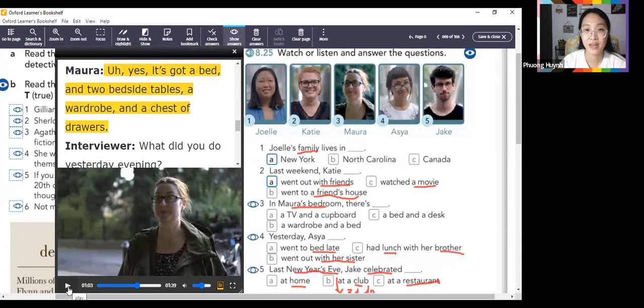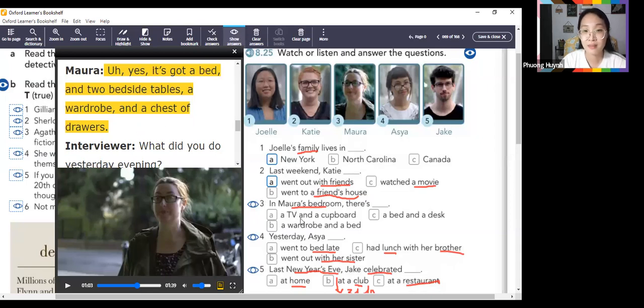Rồi, okay. Vậy giống người này nó liệt kê nhiều các bạn. Có cái bed nè, 2 bedside table, bàn để đầu giường, có một cái wardrobe, tủ đựng quần áo, và có một cái chest of drawer. Chest of drawer là cái kệ các bạn, cái tủ mà trong cái tủ đó nó có nhiều cái ngăn kéo á. Cái drawer là cái ngăn kéo này. A chest of drawer, cái tủ có nhiều ngăn kéo. Rồi, để đựng vật dụng linh tinh thôi.